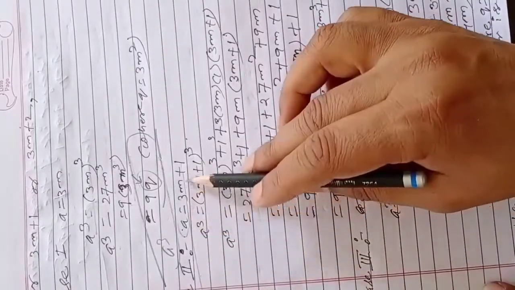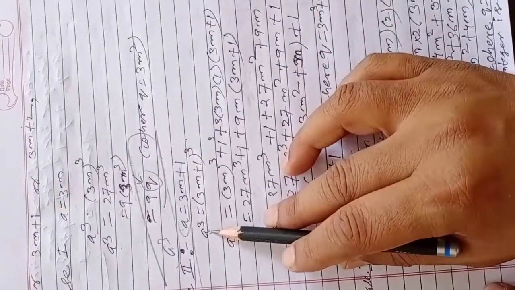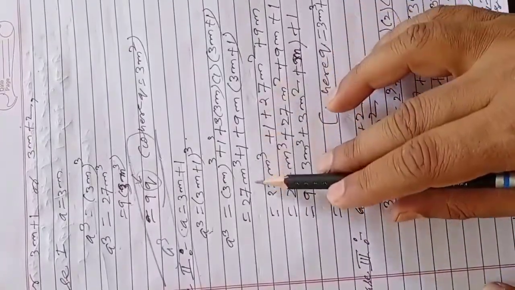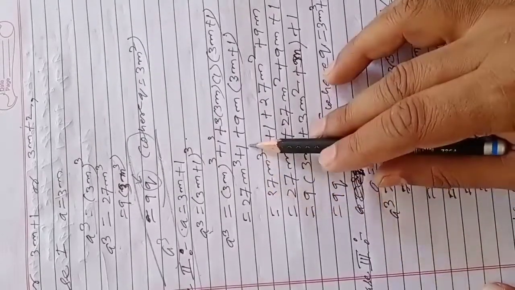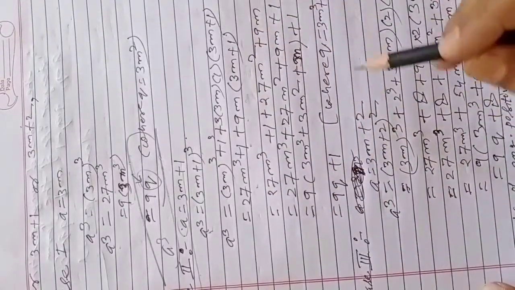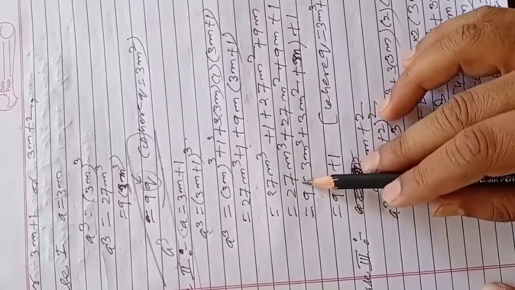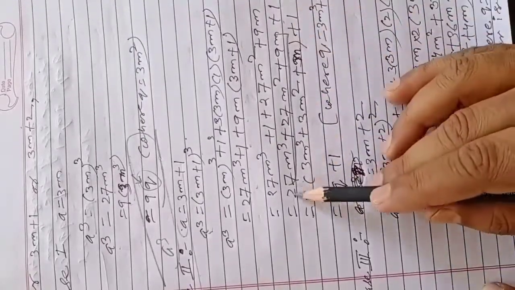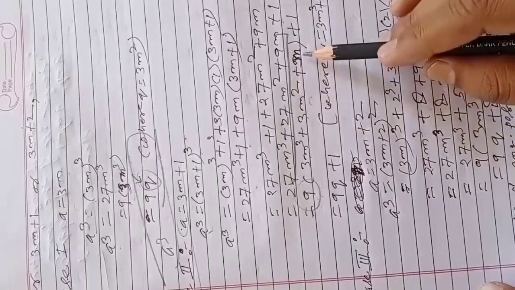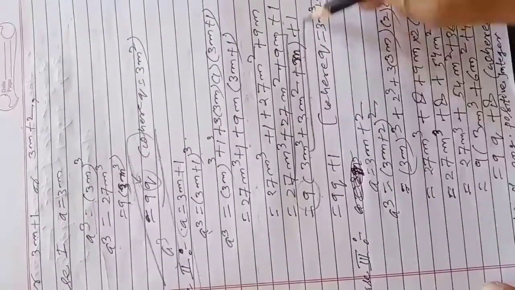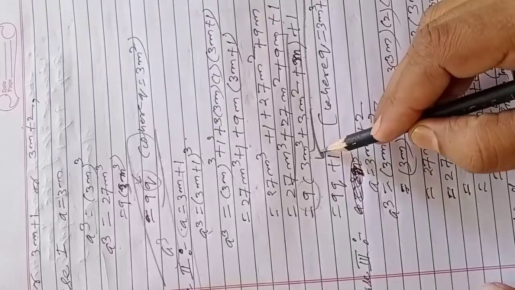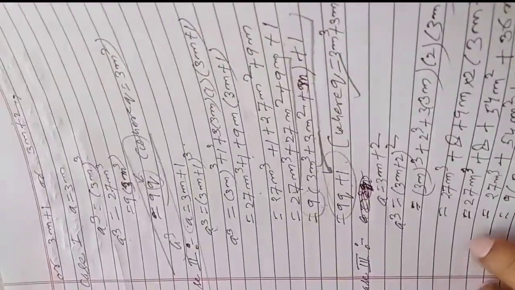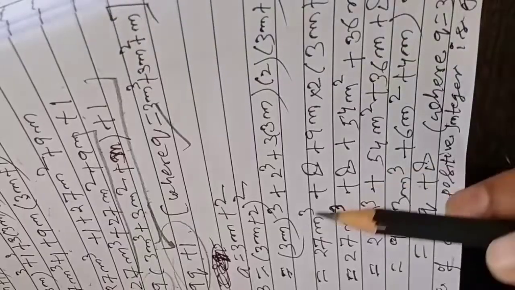Case number 2, a is equal to 3m plus 1. So we are cubing both sides. A cube is equal to 3m plus 1 whole cube. So what will come after cubing? 27m cube plus 1 plus 9m into 3m plus 1 will come. On solving this, 27m cube plus 27m square plus 9m plus 1 is coming. In the first 3 terms, 9 is common, so 9 into 3m cube plus 3m square plus m, plus 1 is remaining. So we can write the extra thing as q. So it is 9q plus 1, where q is equal to 3m cube plus 3m square plus m.